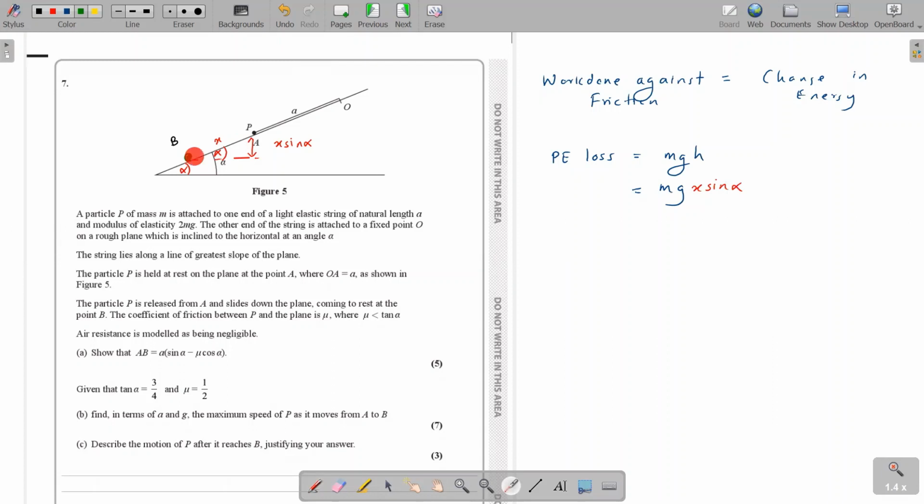And then when you travel from P to B, at P you are at the natural length. When you come to B, the string is fully stretched, so you definitely have elastic potential energy. At P there's no EPE because it's at natural length, but when it comes to B, there is an elastic potential energy gain. The equation is lambda x squared over 2l. Lambda is given as 2mg, x is the extension, and the natural length is A. When we simplify, I get mg x squared over A.